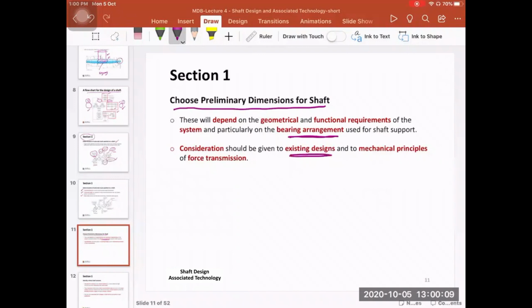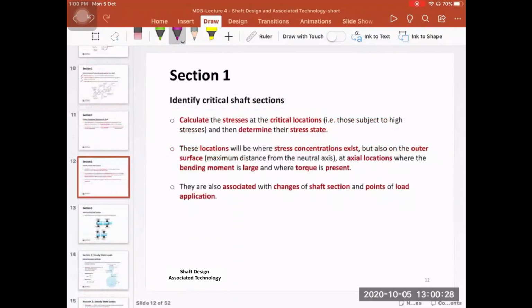You need to consider the existing designs. Then the second part in section number 1 is to identify critical shaft sections. I'm sure that you've studied so far what's called the bending moment diagram, the shear force diagram. So what we do here, we start calculating stresses based on the loads that are applied on the gear shaft, and then we define those critical locations.